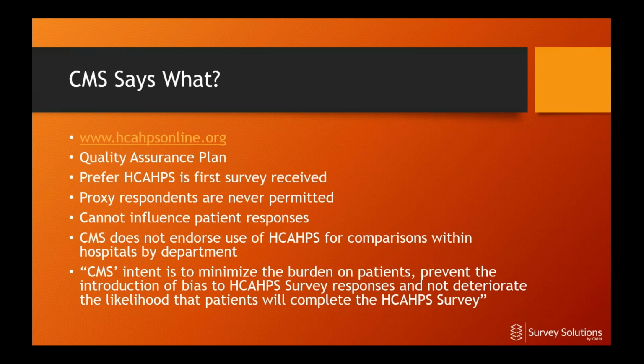And CMS does not endorse the use of HCAHPS for comparisons within hospitals by department. They share on their information page in that QA plan that it's because there's not enough data and they don't want hospital departments to compare each other. So the CMS intent is to minimize the burden on patients, prevent the introduction of bias to HCAHPS survey responses, and not deteriorate the likelihood that patients will complete the HCAHPS survey. And that is straight out of the QA plan, just so you can see it and know what exactly they're saying.